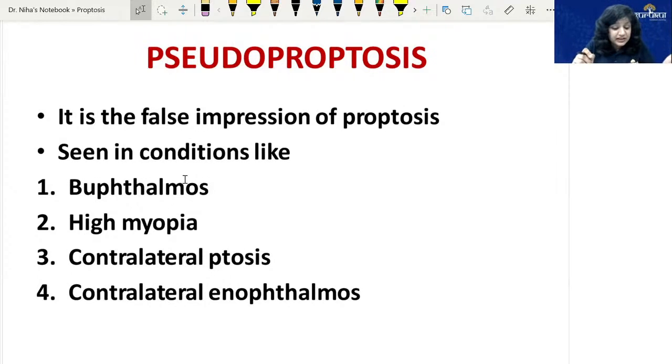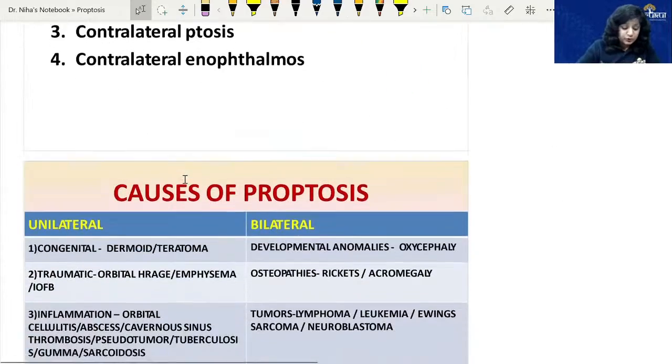So what are these things? A false impression of proptosis. It could be buphthalmos, the congenital glaucoma. We could have high myopia, contralateral ptosis. So if my patient has ptosis in one eye, the other eye will look proptosed, or it could be contralateral enophthalmos. So this would be your pseudoproptosis.